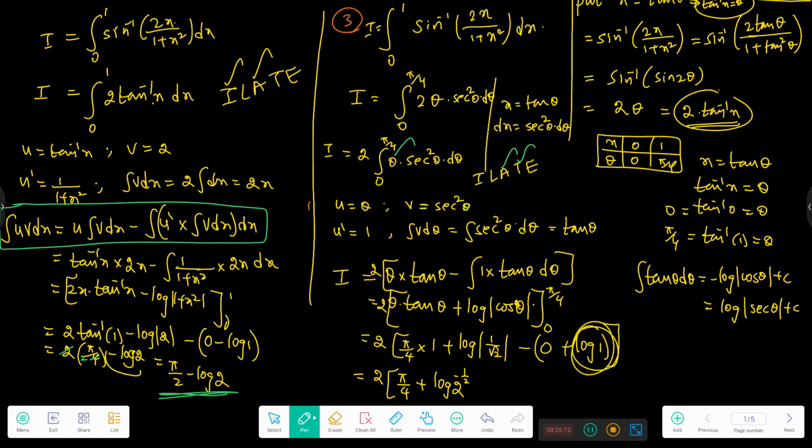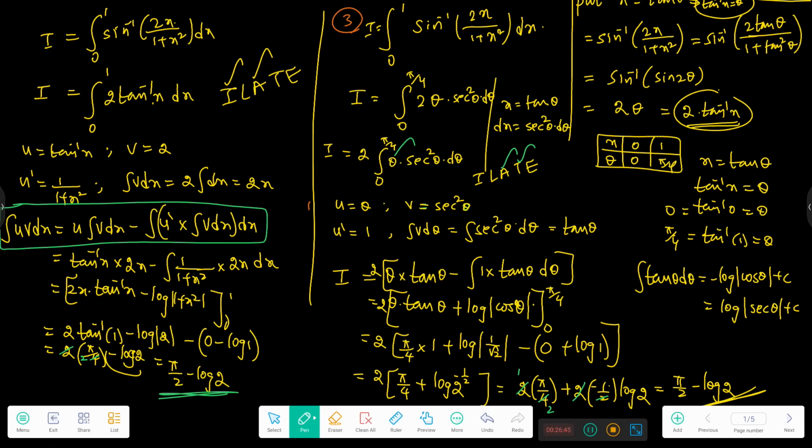Log 1 is 0, so you leave it. Okay, that's it. Now take the 2 inside. So 2 into pi by 4 minus 2 into... why the minus? I gave plus only. The power 1 by 2, when you bring it from the bottom, will be multiplied here. So it will be log 2. Now you can cancel these two. Finally, what I am getting, pi by 2 minus log 2, is my answer.